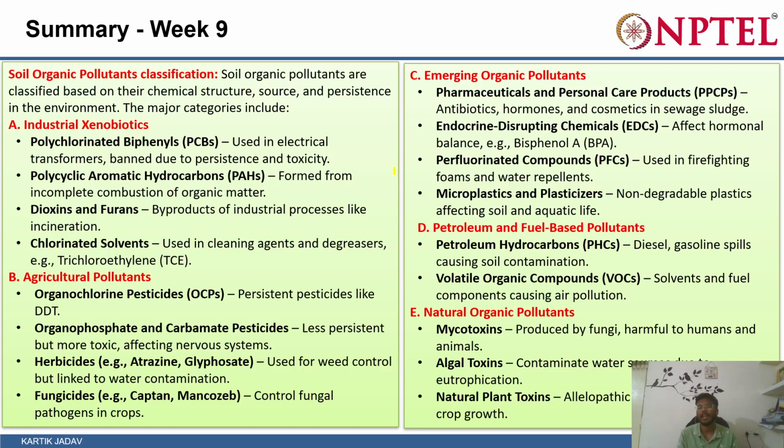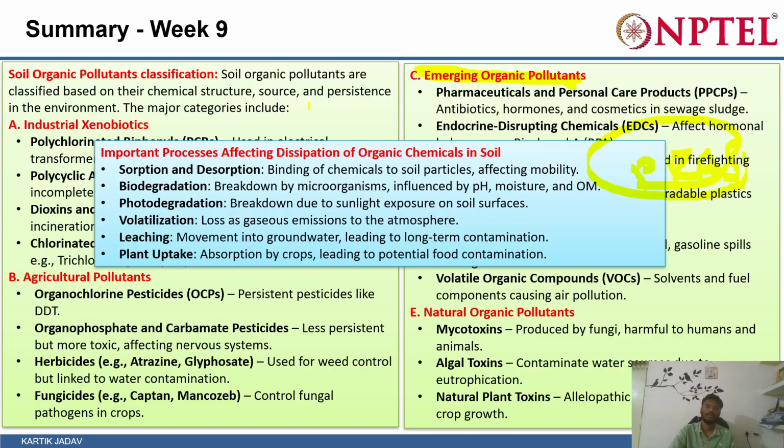Basically, these will come with agricultural runoff when we are irrigating or whenever there are conditions like runoff from precipitation. Then emerging organic pollutants, which are basically certain pharmaceuticals, personal care products, then endocrine disrupting compounds like bisphenol A and phthalates, then perfluorinated compounds, basically known as PFAS, that are also dangerous for surface water and groundwater. So scientists are currently focusing their research on it. And then finally we have microplastics and plasticizers. Then certain petroleum and fuel-based pollutants like petroleum hydrocarbons, volatile organic compounds, and some natural organic pollutants.